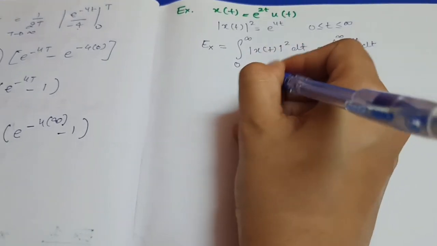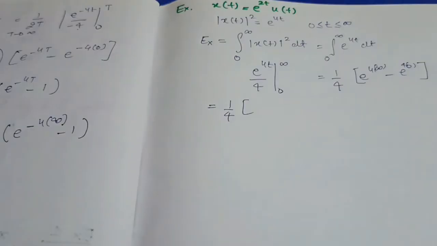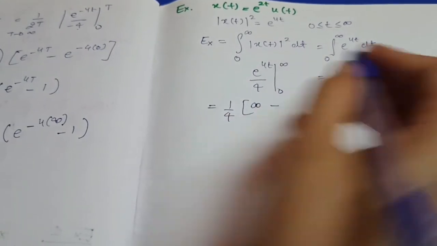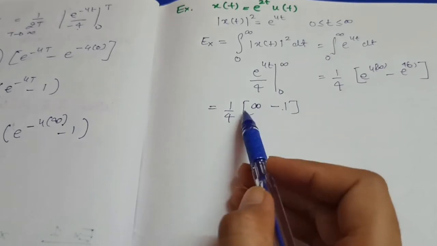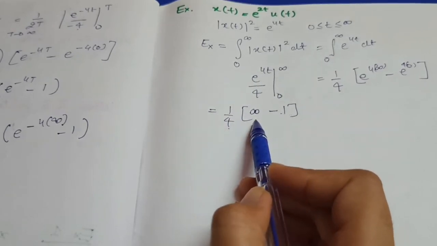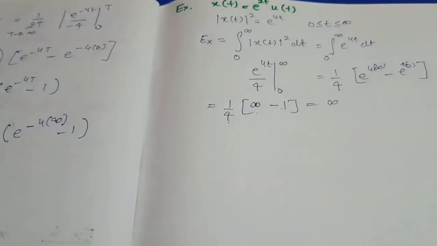and it comes out to be e raised to the power infinity, which is infinity, minus e raised to the power 0, which is 1. So infinity minus 1 is always infinity, right? And infinity by 4 is always infinity. So here the energy of the signal is infinite. Now wait, we have noticed earlier two cases in which when the power of the signal is finite, then the energy of the signal is infinite, right? So here I have calculated the energy of the signal, which is infinite, so the power must be finite, right? Let's check.